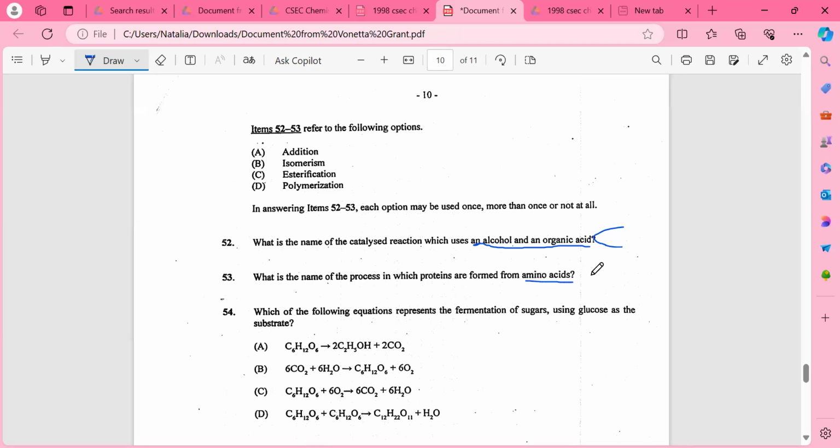What's the name of the process in which proteins are formed from amino acid? Amino acid is the monomer, protein is a polymer. So the answer is D. Which of the following equations represents the fermentation of sugar using glucose? So it's glucose forms 2 ethanol, 2 carbon dioxide. So the answer is A.